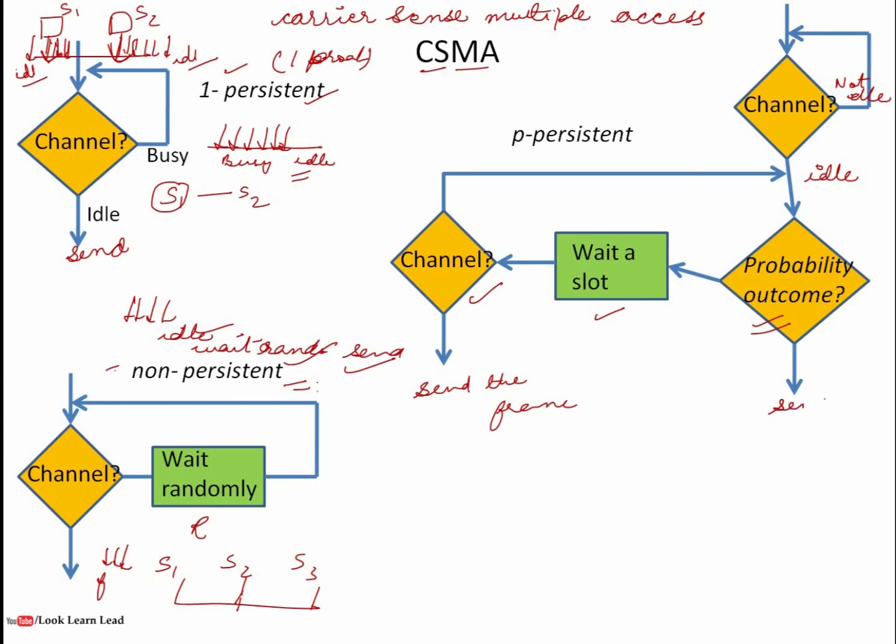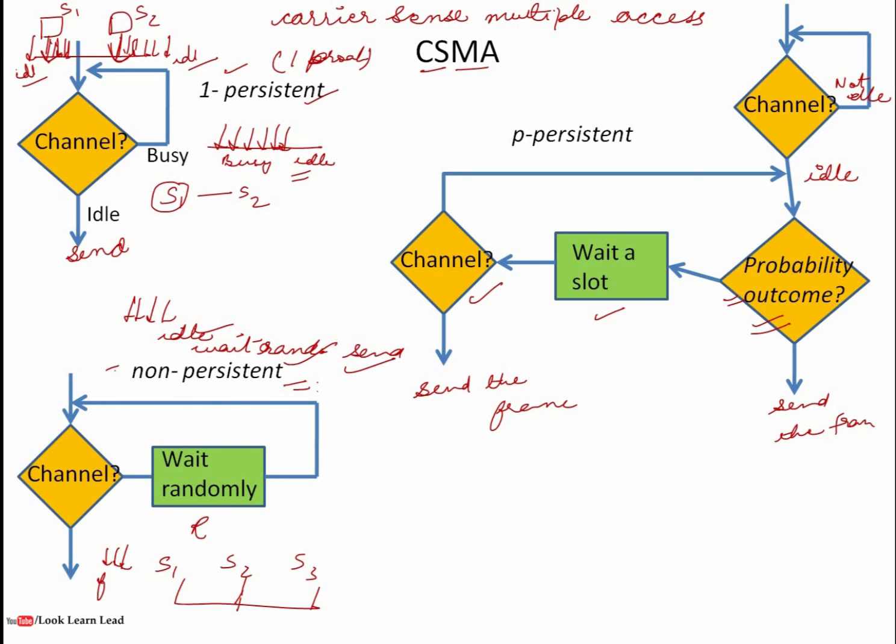Here also it would send the frame. What would it do? It would sense the channel. If the channel is not idle, it keeps on sensing. If the channel is idle, it would check the probability outcome. If there is a probability of getting the channel, it would send the frame.